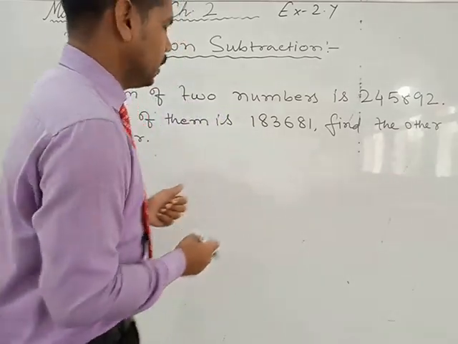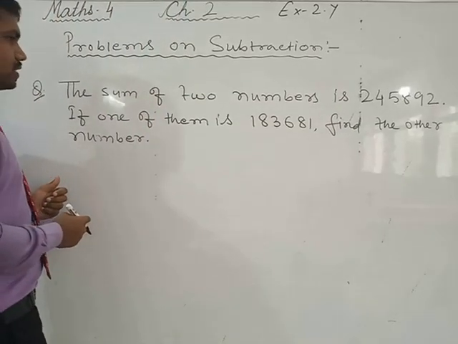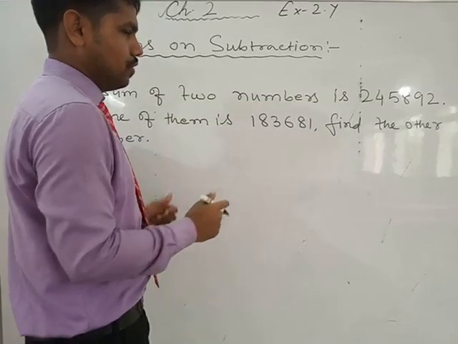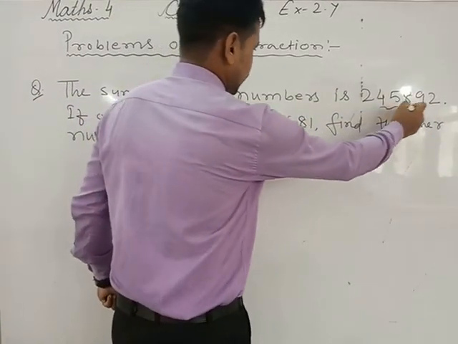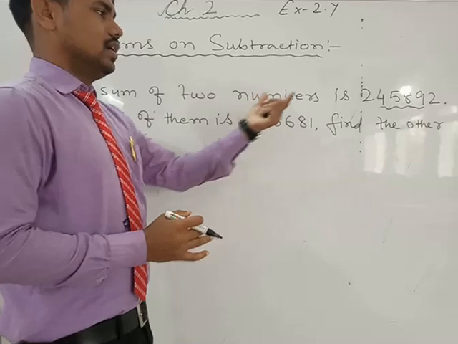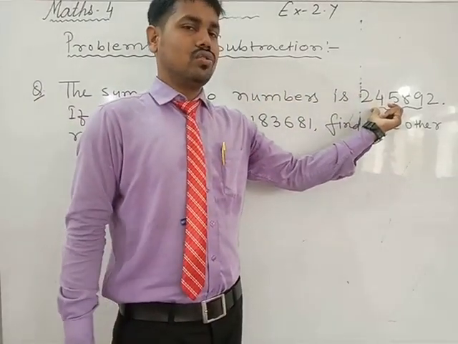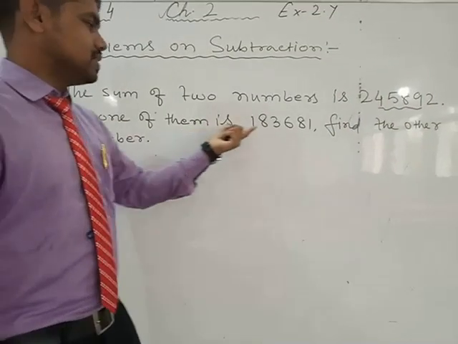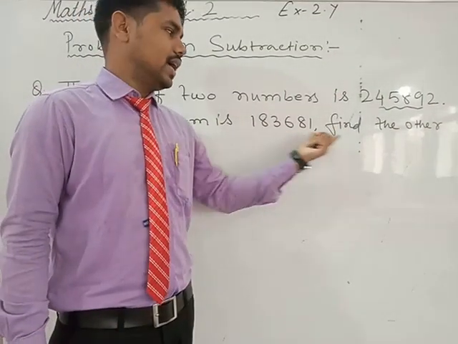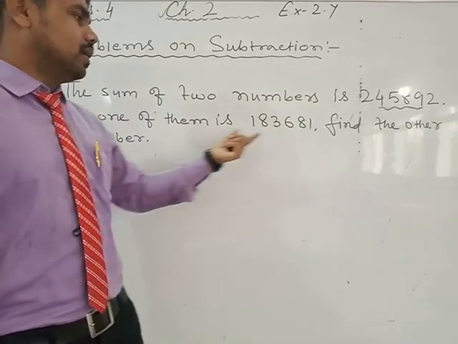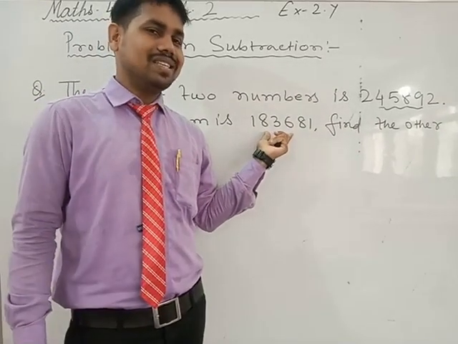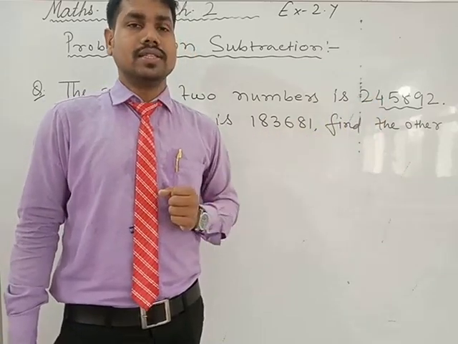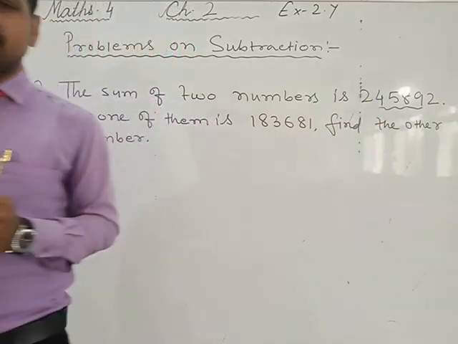So you will find, for example, one problem is given: the sum of two numbers. So sum of two numbers is given. And if one of them is this, then find the other number. One number among those is given, so that means it is asking this plus how much is equal to this. Okay, so this is the question it is asking about.